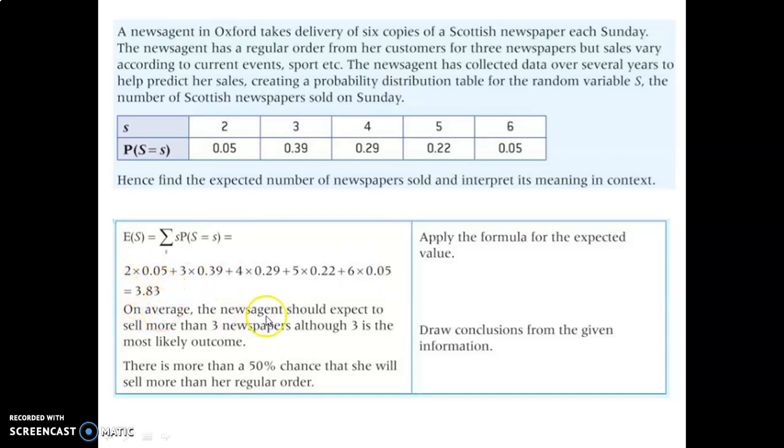So on average, the newspaper agent should expect to sell more than 3 newspapers, although of course 3 is the most likely outcome we can see here, but on average they'll sell more. Again, it's a decimal value. Obviously they're not going to sell 3.83 newspapers, but what that number tells us is that they're going to sell sometimes 3, sometimes all these numbers, but in general on average they'll sell close to 4, more than 3 newspapers.